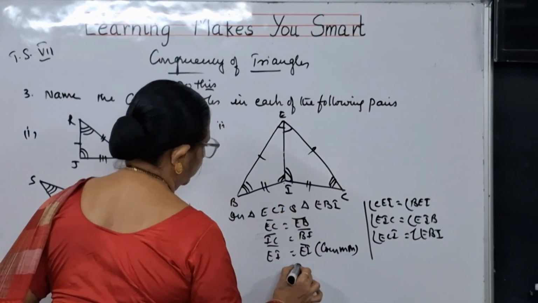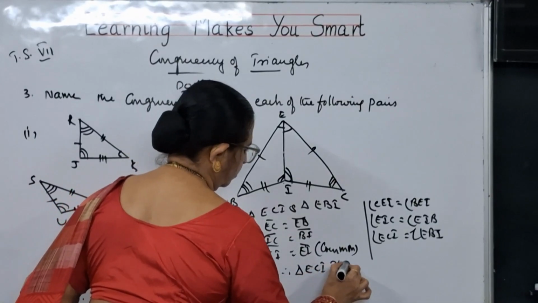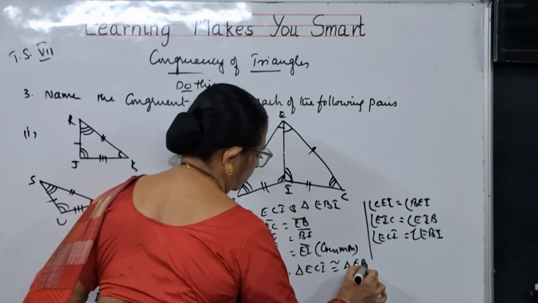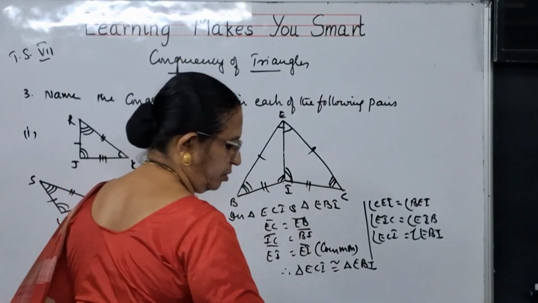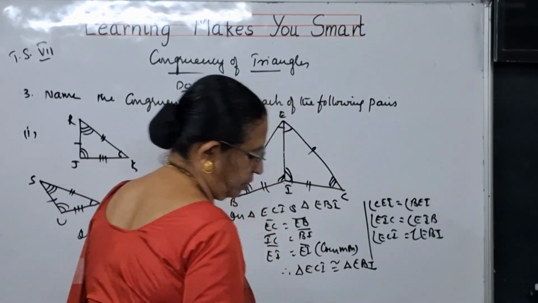Therefore, triangle ECI is congruent to triangle EBI. This you could prove here, children. Please note it down.